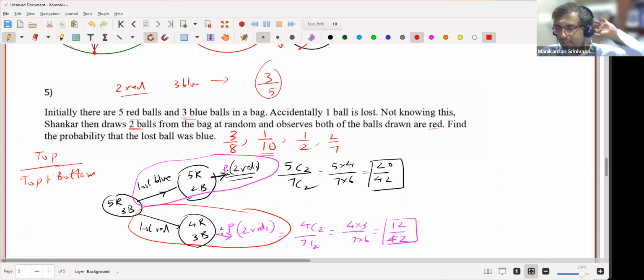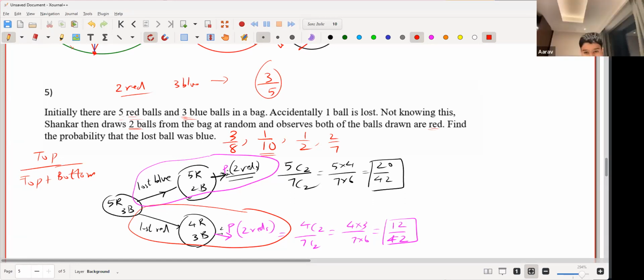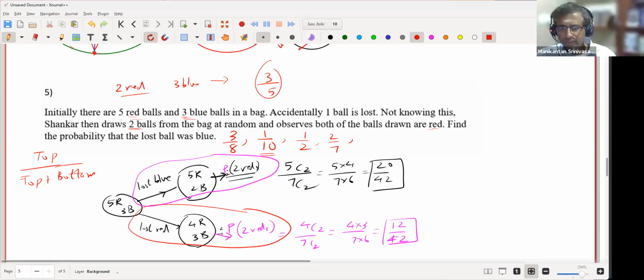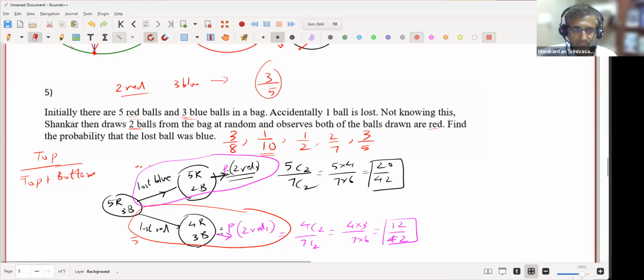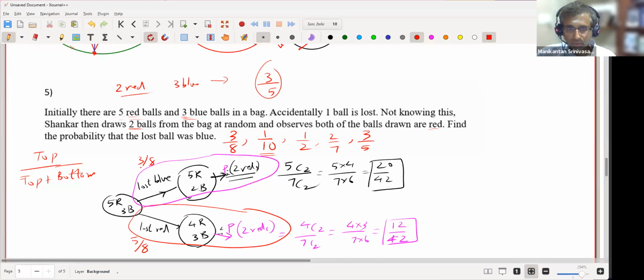Yeah, Arav, your hand is up. I just solved this using Bayes' theorem and I got 3/5. Okay, 3/5. This is Bayes' theorem essentially. But let's see, what is the probability of him losing a blue? Losing a blue is 3/8. What is the probability of him losing a red, the bottom branch? 5/8. Okay. So which are the key probabilities here?